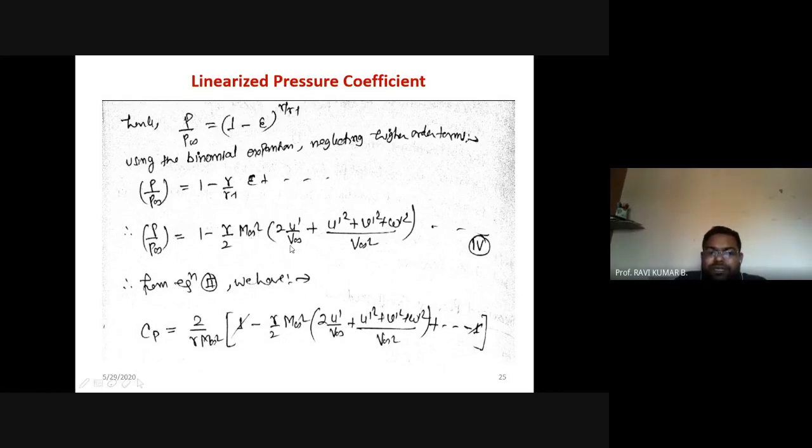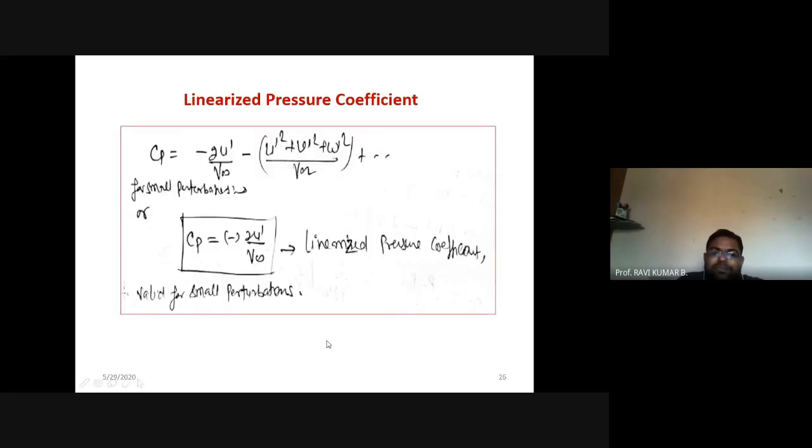Now take this value of p by p infinity and substitute it in equation number 1, that is in the Cp equation. If you substitute it there, you will get a very simple expression: Cp is equal to minus 2u dash divided by v infinity, and the second term, being a whole square, can be neglected. So for small perturbation, Cp is equal to minus 2u dash divided by v infinity. This is known as the linearized pressure coefficient. It is valid for a small perturbation, so wherever there is a small perturbation, I can use this simple formula to find the values of Cp.